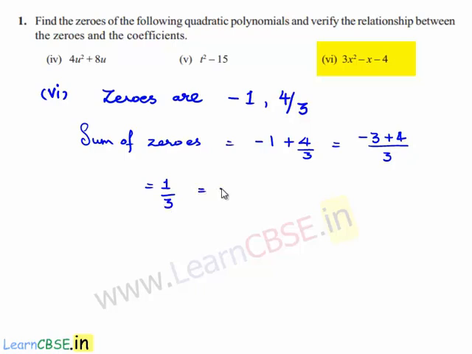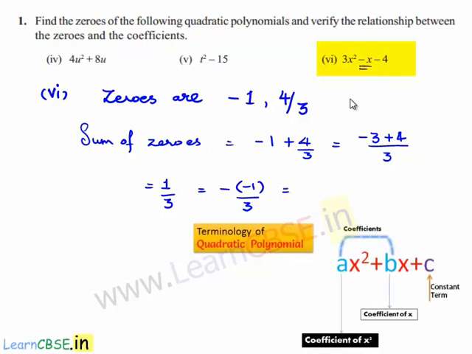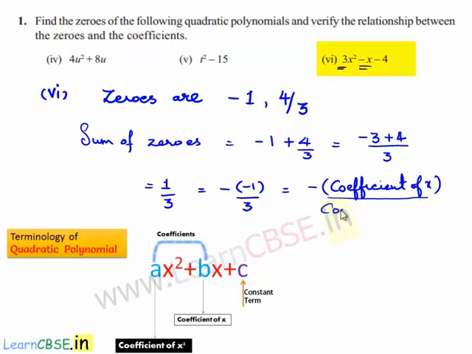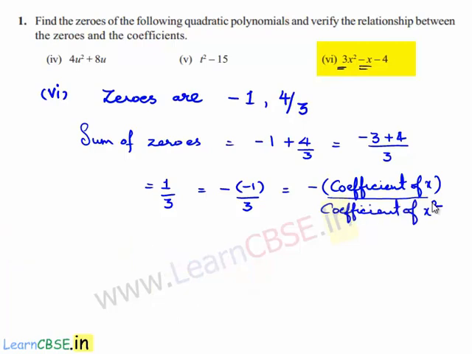So 1 by 3 can be written as minus of minus 1 divided by 3. If we observe, minus 1 is the coefficient of x. So minus of coefficient of x divided by 3, which is nothing but the coefficient of x square. So the sum of the zeros is equal to minus of coefficient of x divided by coefficient of x square.